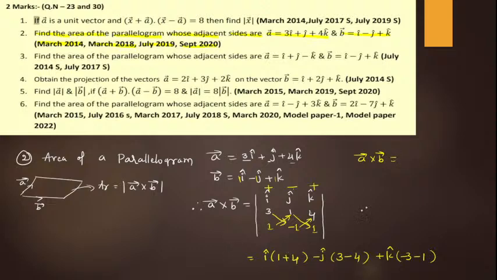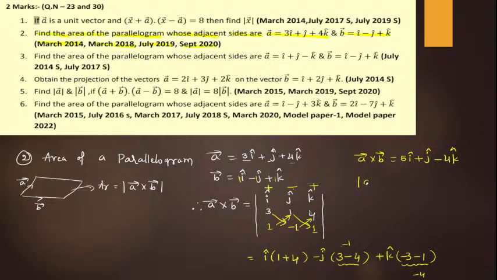so 4 plus 1 is what? 5 i cap, and again 3 minus 4 will be -1, so minus of minus will be what? Plus. So plus j cap, again -3 minus 1 will be what? -4, plus of minus will be minus, so it is -4 k cap. So now I got A cross B.